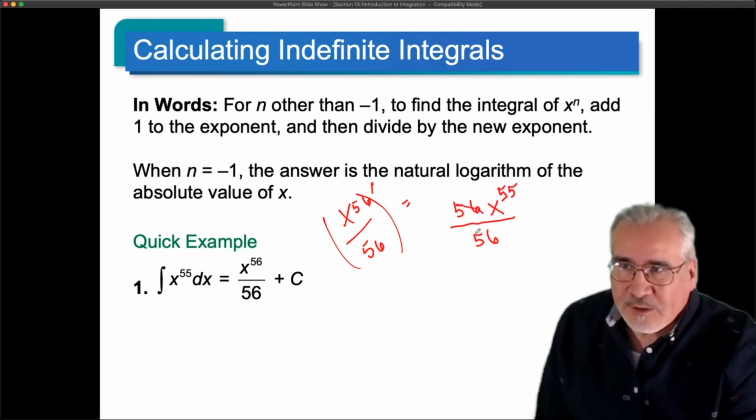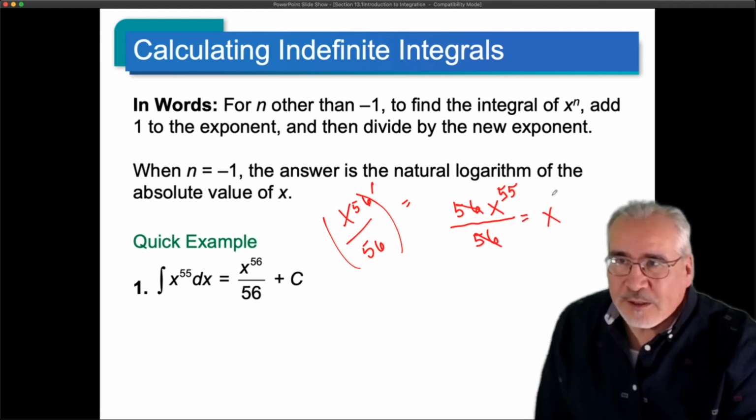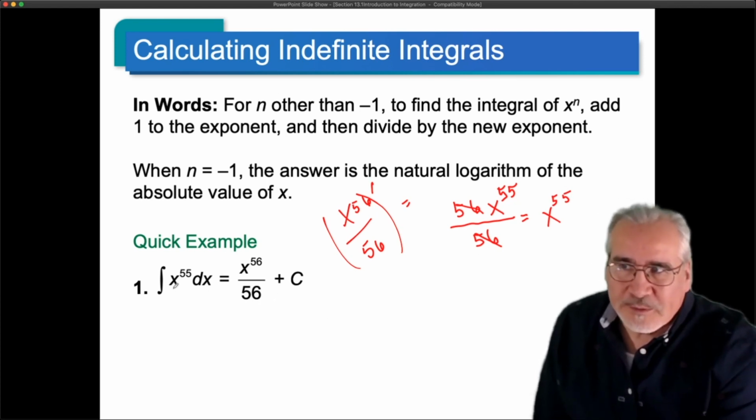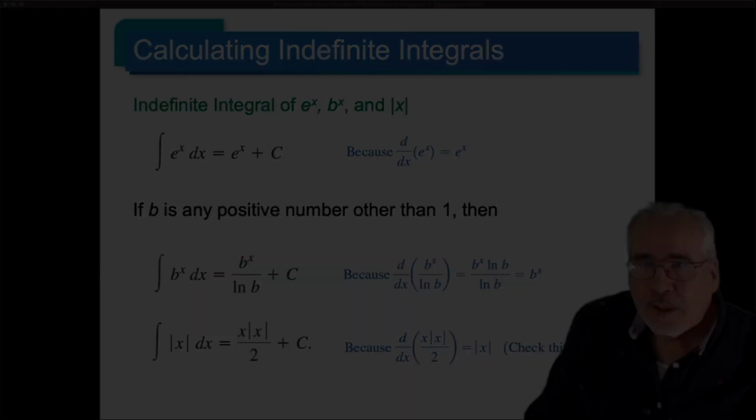The 56 cancels with the 56, and we're right back to that x to the 55 power. So notice how we got right back to the derivative. Again, the constant, you take its derivative, it's going to be 0.